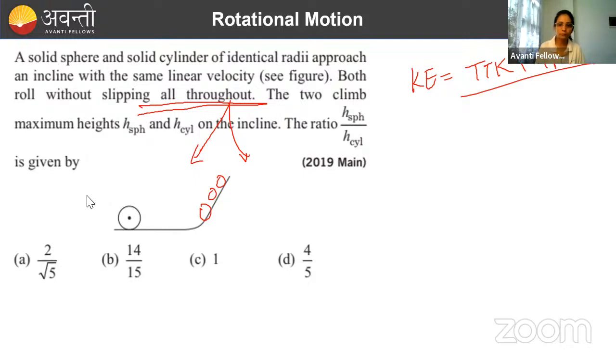Done it? I have picked the easiest question. Yeah, do it.